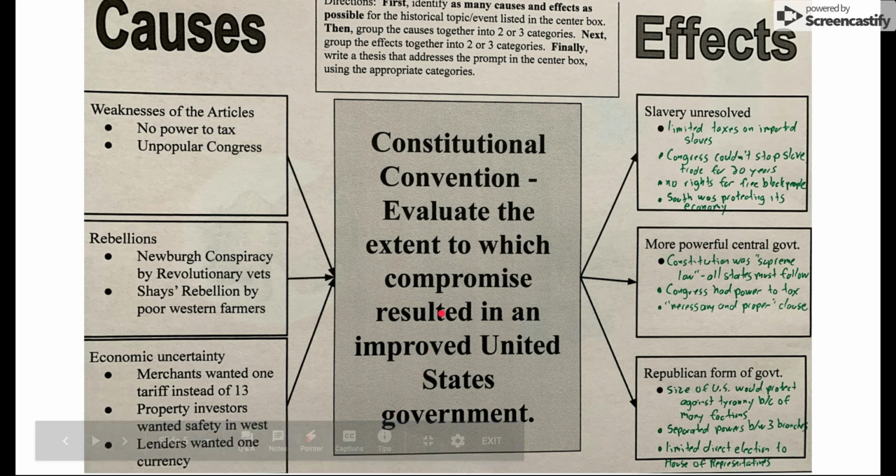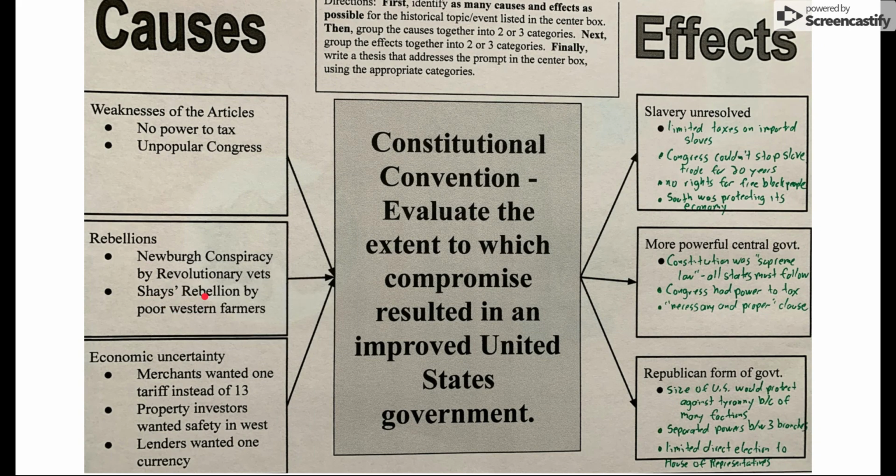All right, so for this prompt, this is about the Constitutional Convention, which was set up to replace the Articles of Confederation after Shays' Rebellion. So remember, some of the causes here included the weakness of the Articles. They lacked the power to tax. Congress was seen as unpopular because they didn't really do anything. So people didn't understand why it even existed. You had some rebellions, like Shays' Rebellion being the key one here.